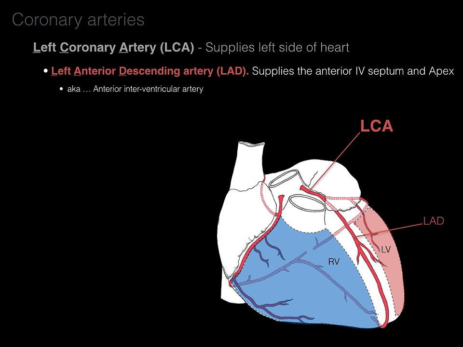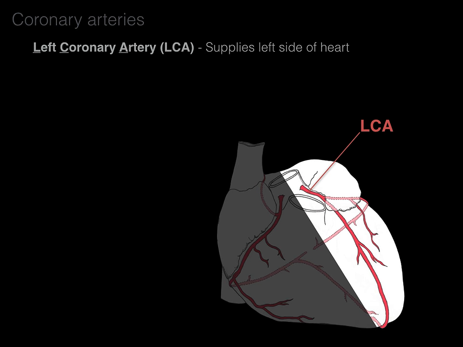And because it's between the two ventricles on that interventricular septum, on the front, we also call it the anterior interventricular artery. But you'll probably know it as the LAD for the rest of your career. Now, the left coronary artery also gives rise to the left circumflex, or LCX, for left circumflex artery, and it supplies the left lateral wall.